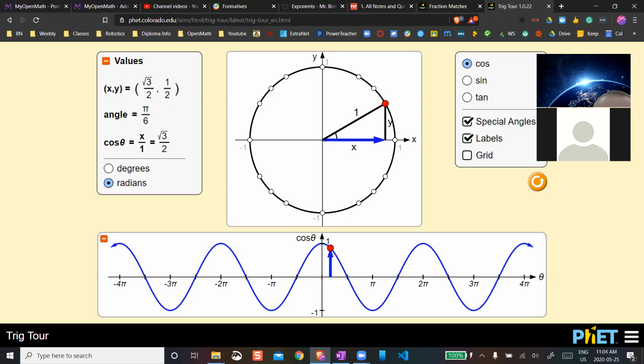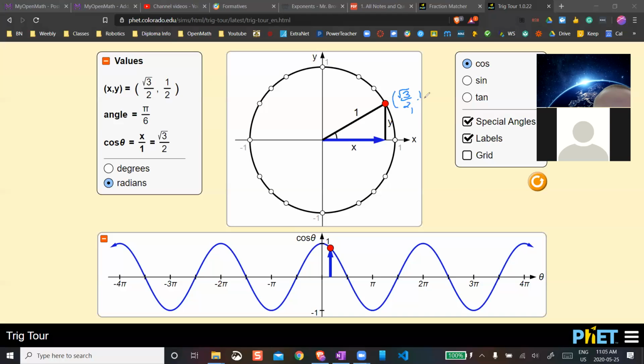For example, at this point right here, maybe I'll turn on my drawing function. So this point right here would be at √3/2 comma a half. And remember what that means. It means you'd have an x value of √3/2. So that's this, that's our x value of √3/2. And then a y value of a half. So that's that.